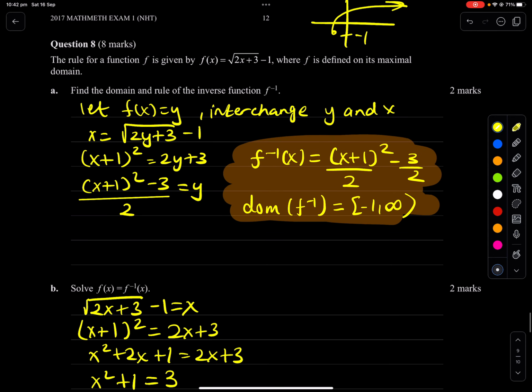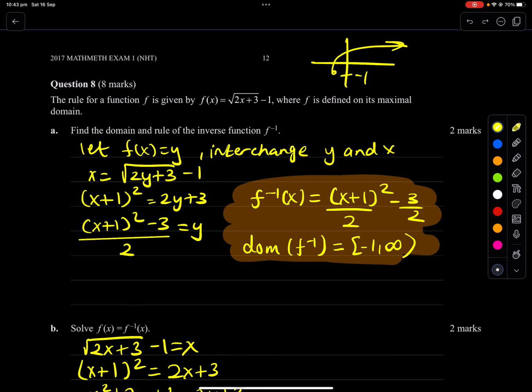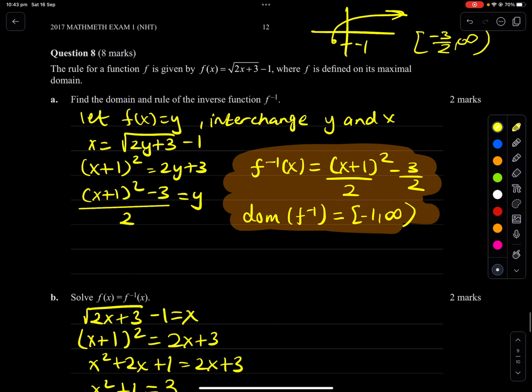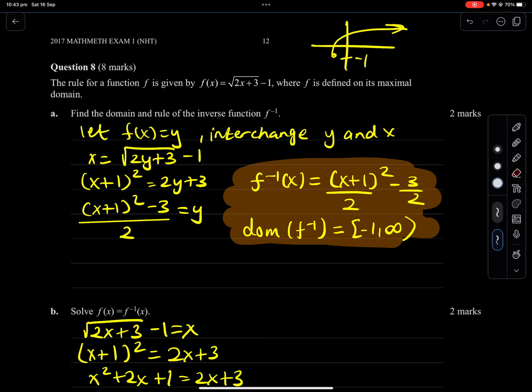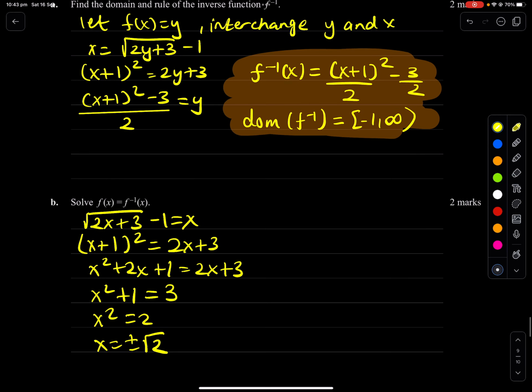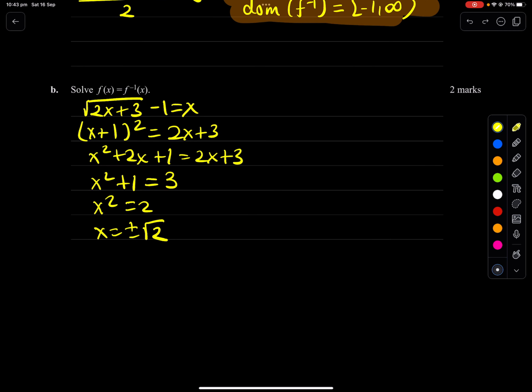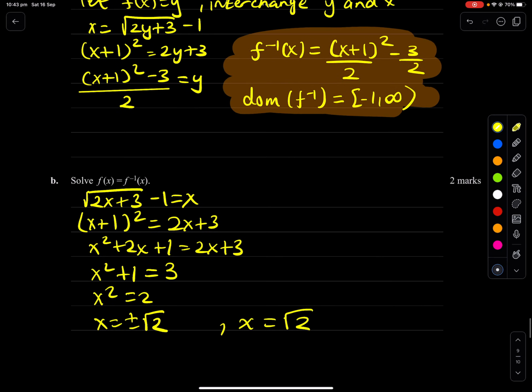But be careful, our maximal domain, oh, what did I do? Okay, our maximal domain for the solutions is, if you really look at this, we're going from -3 to 2 to infinity. That's the domain of one of the functions. Also another domain is this for the inverse, which is -1 to infinity. So we can only take the positive. So x is root 2. Yeah. Done. X is root 2.